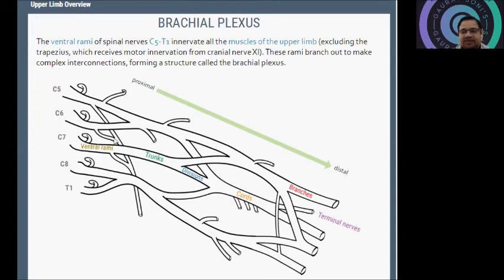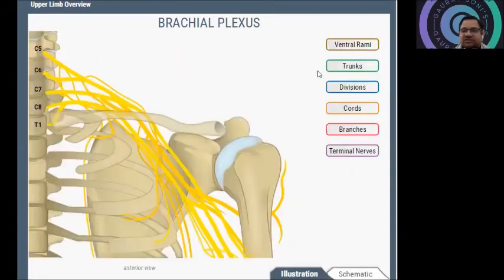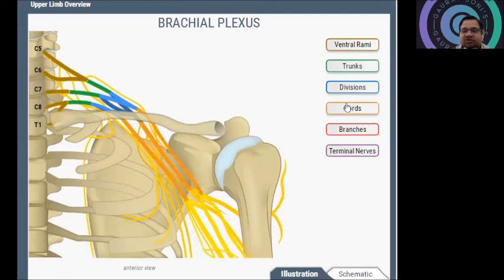C5, C6, C7, C8, T1, then they will form the trunks, divisions, cords, and from cords several branches will be there. So if you see the structure of ventral rami, you can see C5 and C6 are going to form the upper trunk, C7 will be the middle trunk, C8 and T1 will be the lower trunk. Then all the trunks are going to divide into two parts, anterior and posterior. Then they will form the cords, lateral cord, medial cord, and posterior cord. And then there will be certain branches, and ultimately there will be terminal branches. So this is how the systemic arrangement of brachial plexus could be understood.